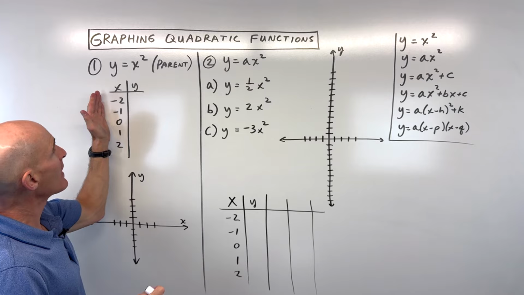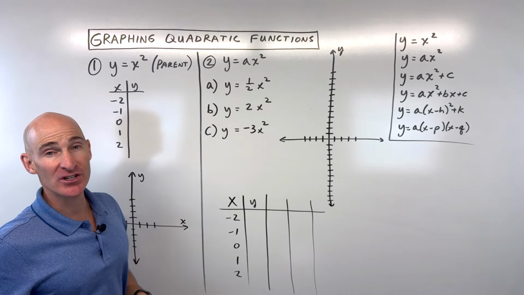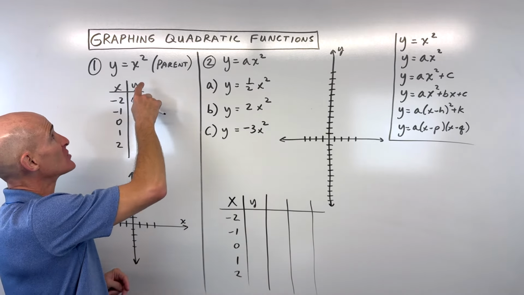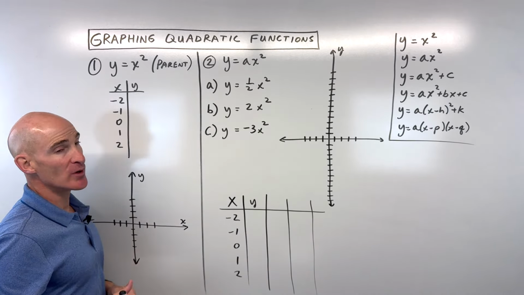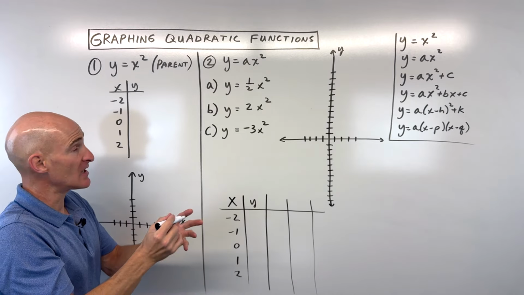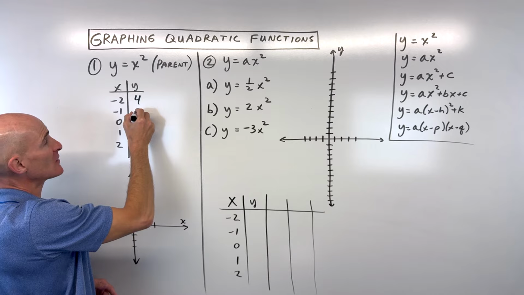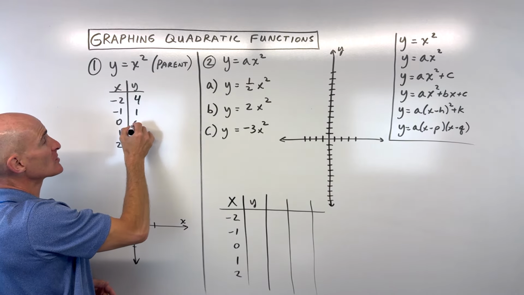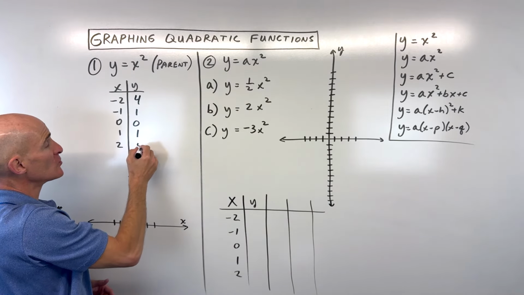So the first thing we want to review is the parent function, which is this y equals x squared function. We know it's a quadratic because it's a second degree function where you have that 2 in the exponent position. And so we're going to make a table of values, -2, -1, 0, 1, 2, and plug these in for x right here. So -2 squared, which is -2 times -2, comes out to +4. -1 squared is -1 times -1, which is 1. 0 squared, 0 times 0 is 0. 1 squared, 1 times 1 is 1. 2 squared, 2 times 2 is 4.